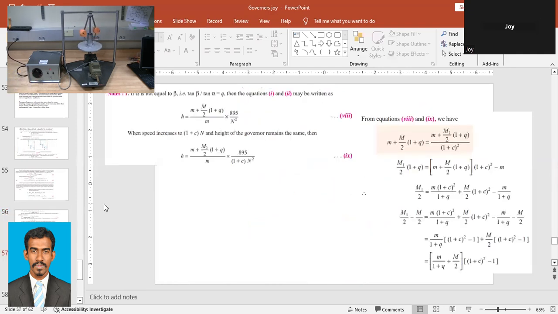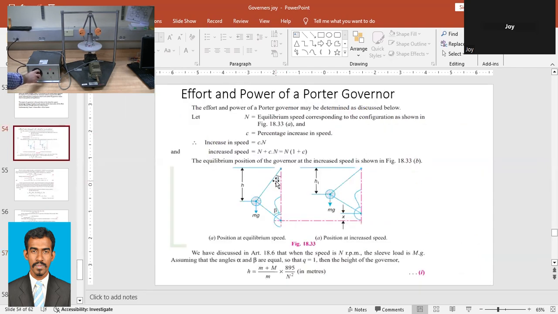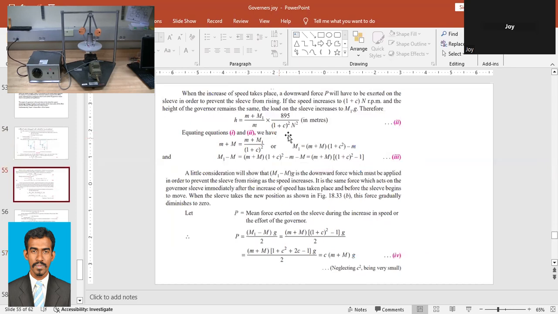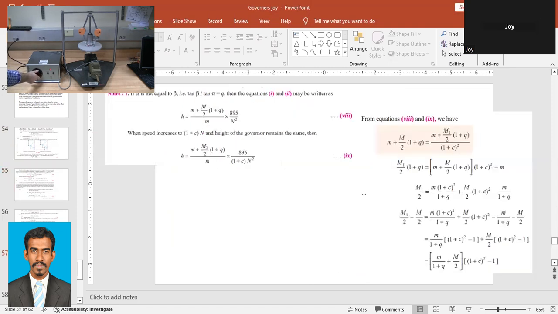We can further solve it based on some conditions. If alpha is not equal to beta, at the initial stage I told you we'll consider alpha is equal to beta. Why do I do that? Because I want to eliminate this 1 plus q part here. Otherwise, I have to carry this 1 plus q throughout, which will be difficult to solve. Once we solve it, we can replace it with 1 plus q. If alpha is not equal to beta, then tan beta by tan alpha is equal to q. This we already know.